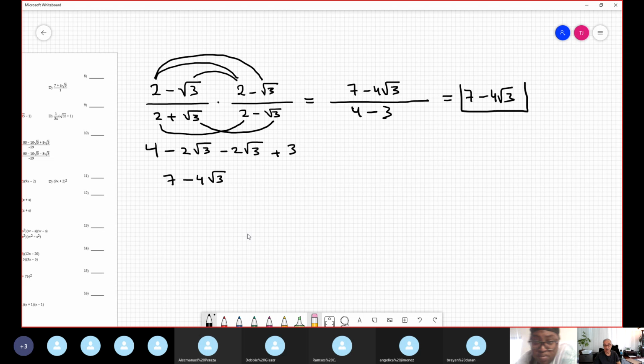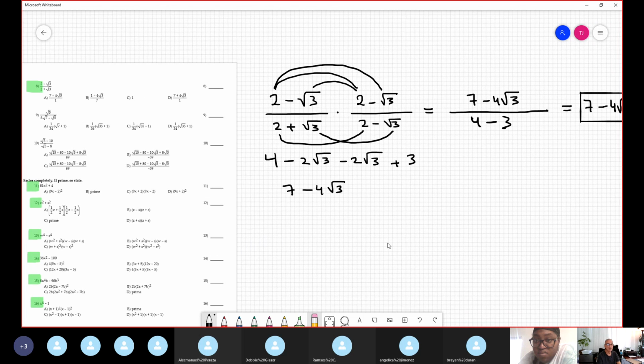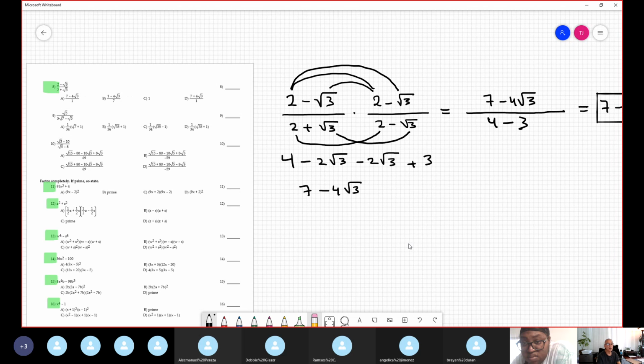It's not necessary to write the over 1. So what is the option? It's minus. I say option B. No, option A, sorry. When it's over 1, it's not necessary to write it. Any question, guys? Rationalization, no problem?